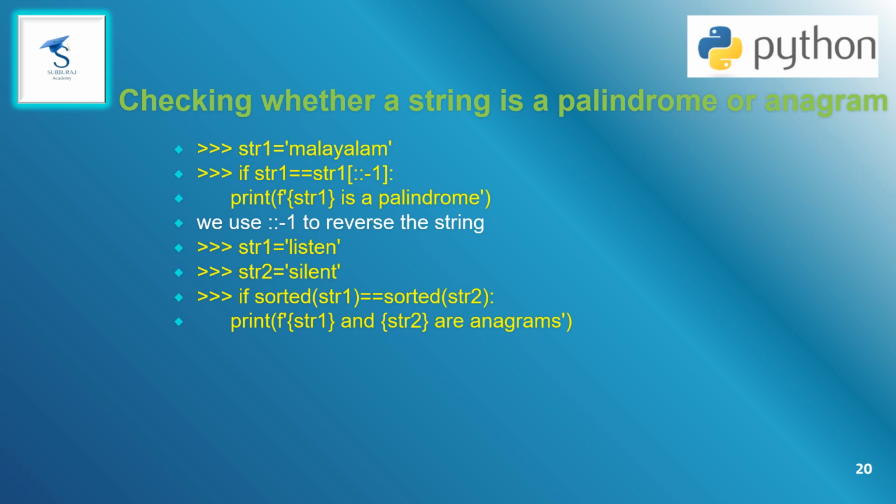So see, we use an f-string. That is, we are putting f before the string. F str1 and str2 are anagrams. So in this slide, we check whether the string is a palindrome and whether two strings are anagrams.